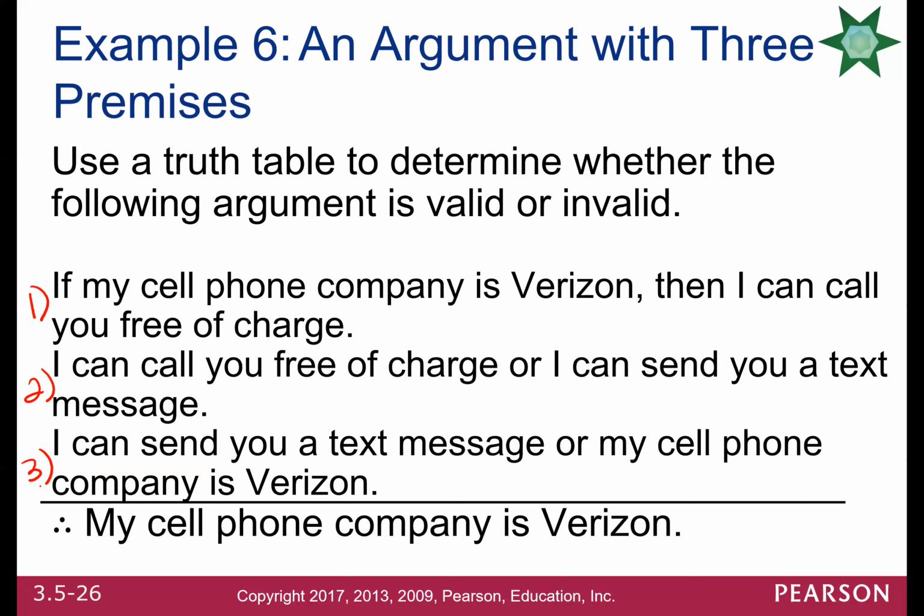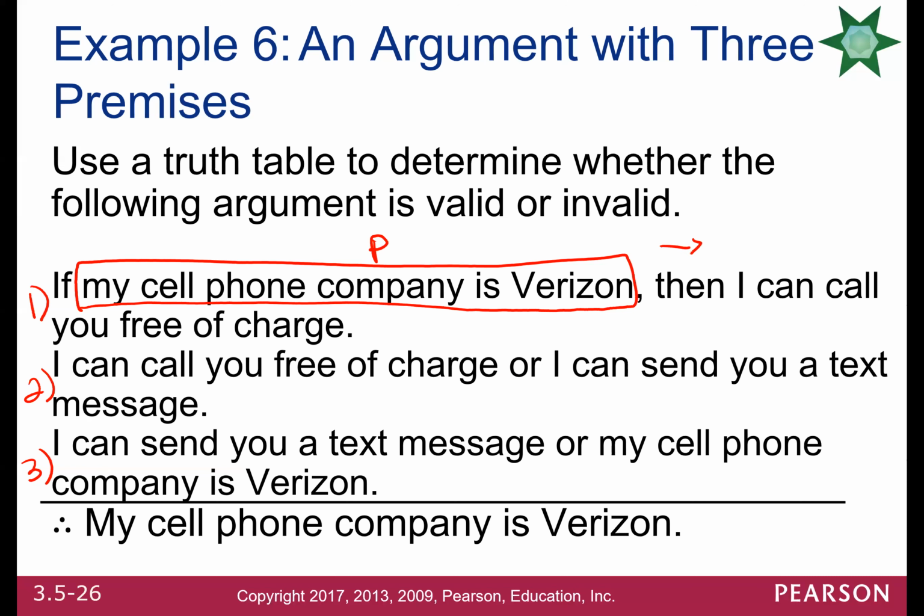So what do we have? We have three statements and three premises. The first statement will be that my cell phone company is Verizon. I'm going to make that my first statement. I'm going to call that P. And I have an if-then. And I'm going to make my second statement, I can call you free of charge. I'm going to make that Q. So my first premise is if P, then Q.